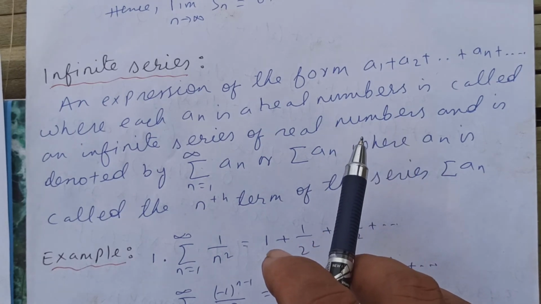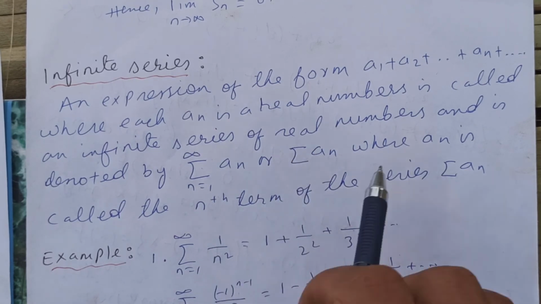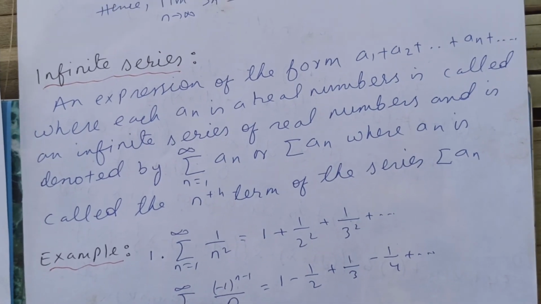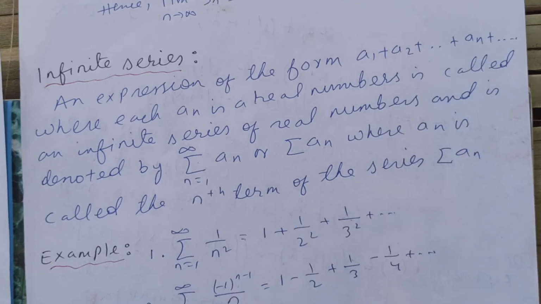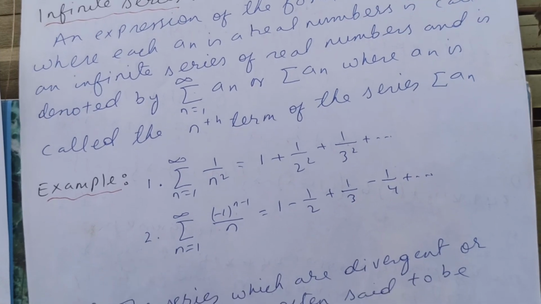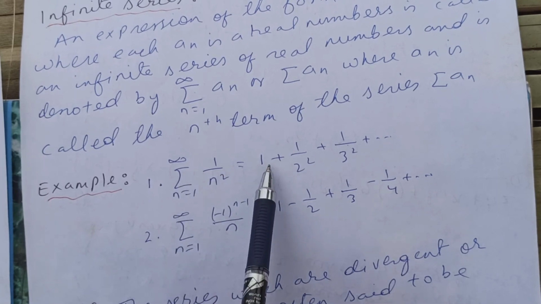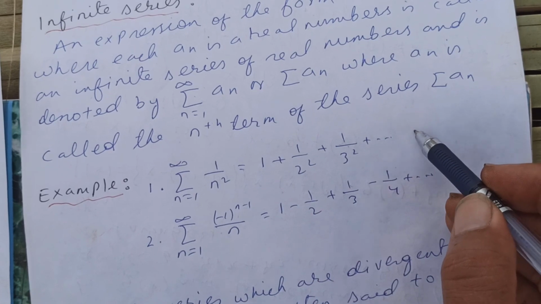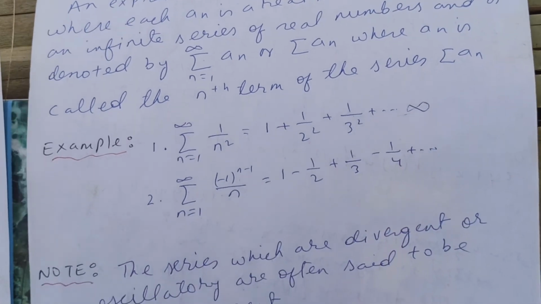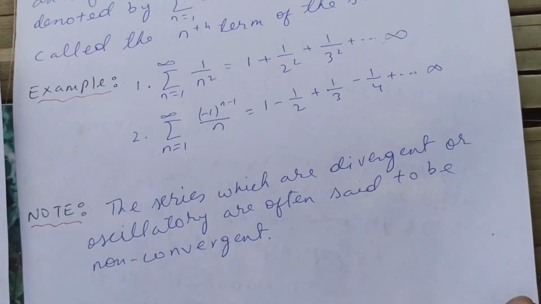If you check arithmetic progression, GP, HP, you will see the nth term there. This sigma denotes summation. For example, the summation from n equals 1 to infinity of 1 over n squared. If you expand this, you get 1 plus 1 by 2 squared plus 1 by 3 squared plus and so on, up to infinity. These types of series are what we call infinite series.